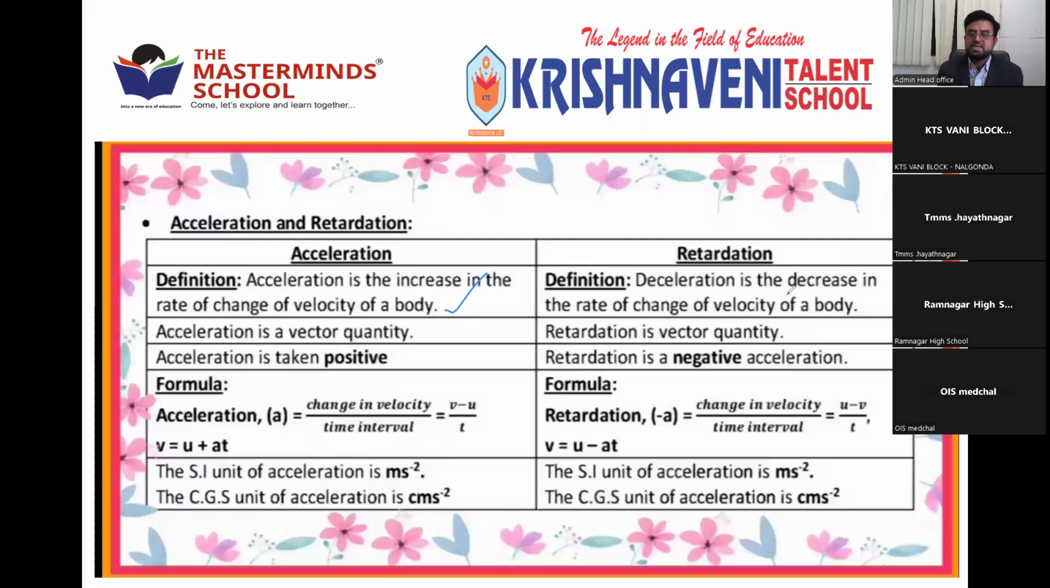Then deceleration is retardation, a decrease in the rate of change of velocity. When velocity increases, you call it acceleration. When velocity decreases from time to time, it's called deceleration or retardation. Acceleration is a vector quantity. Retardation is also a vector quantity because they have specific direction along with magnitude. Acceleration is positive and retardation is negative.